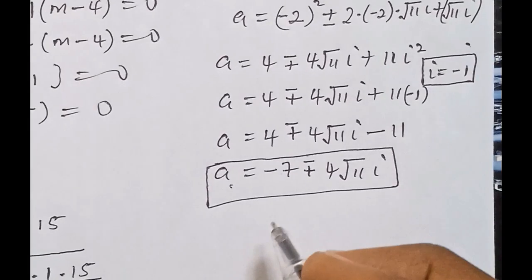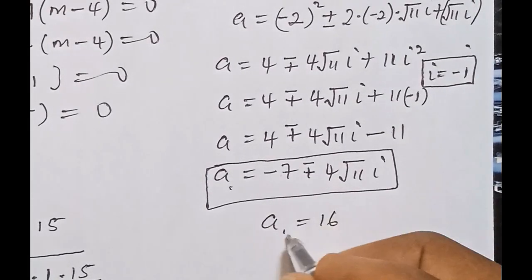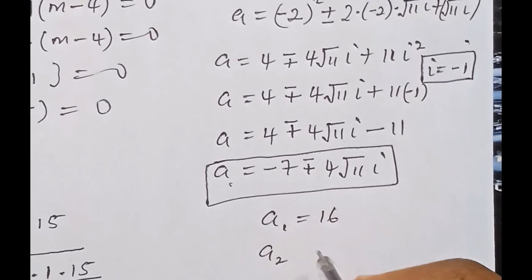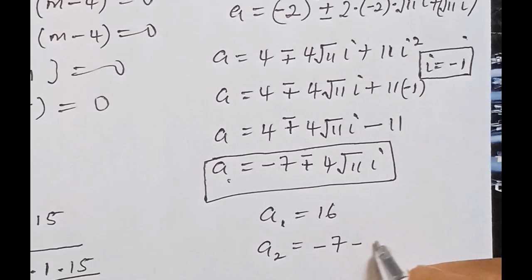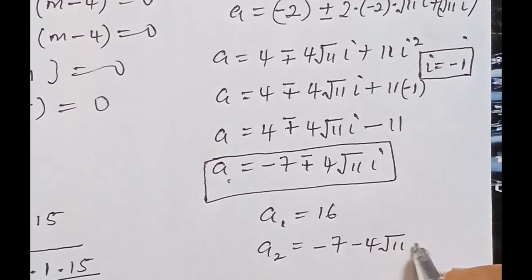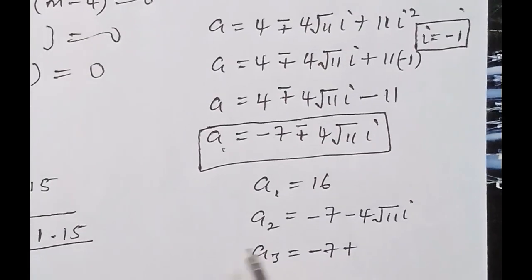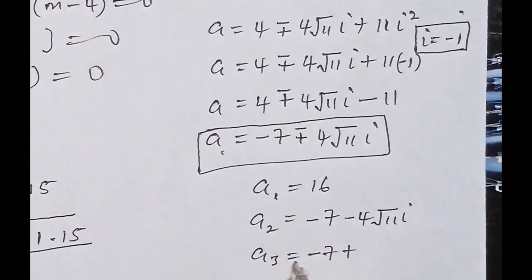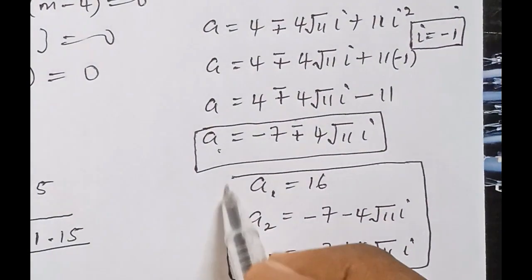So all the possible values of a are: a1 gives us 16, a2 equals -7 - 4√11 i, and a3 is given as equal to -7 + 4√11 i. So these are all the possible values of a.